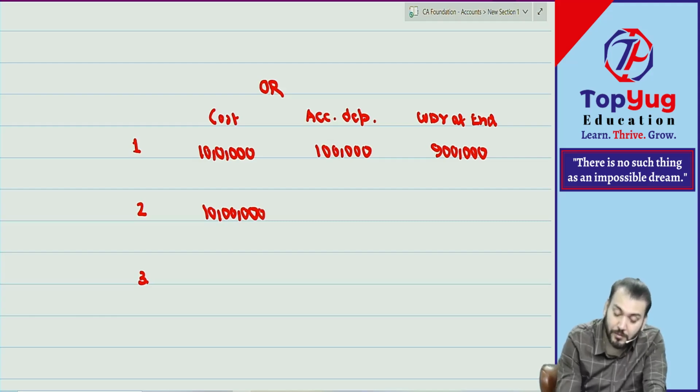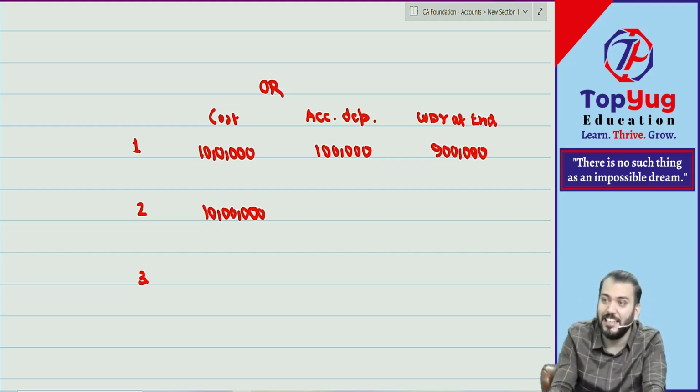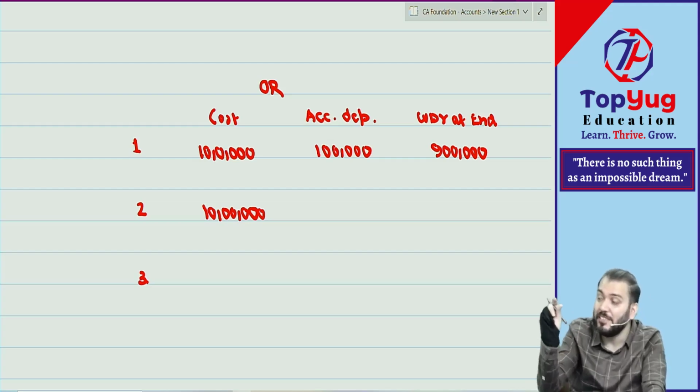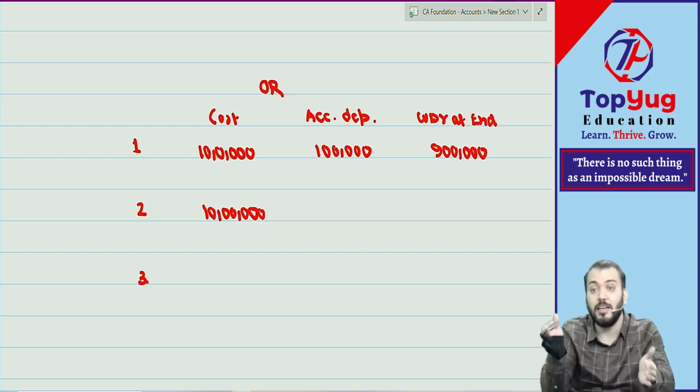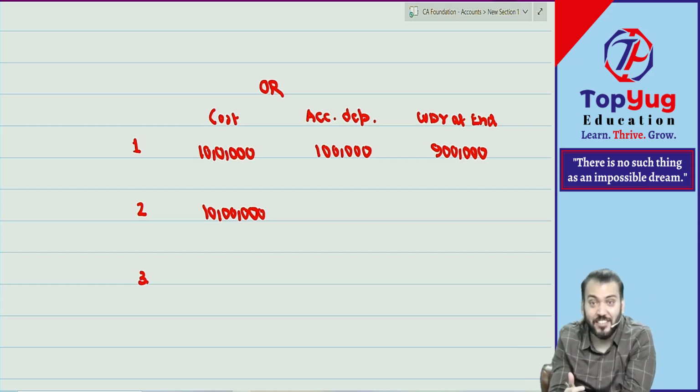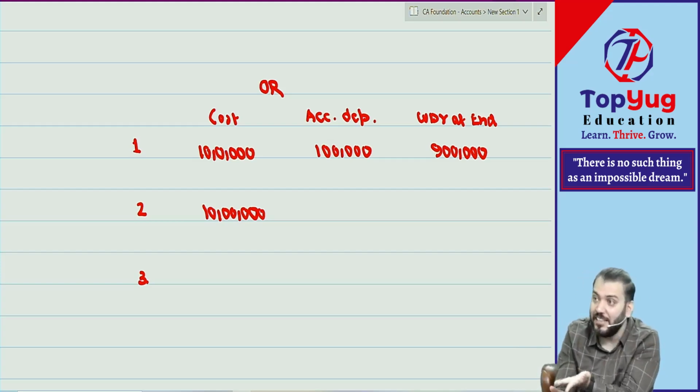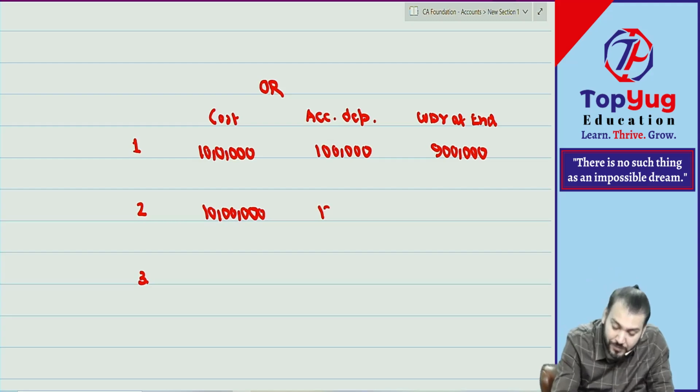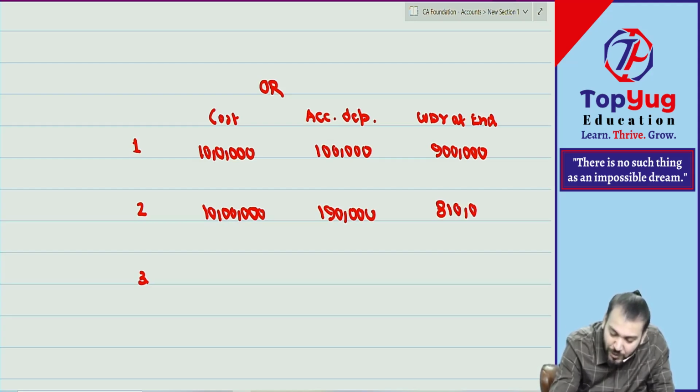Are you agreeing? But now second year accumulated depreciation will be depreciation till date. It is 1 lakh plus 90,000, means first year depreciation and second year depreciation. So when we say accumulated depreciation, it means depreciation till date, first year plus second year. Understood? So it becomes 1 lakh 90,000 and now WDB remains same, only 8 lakh 10,000. Are you able to understand what I am doing?